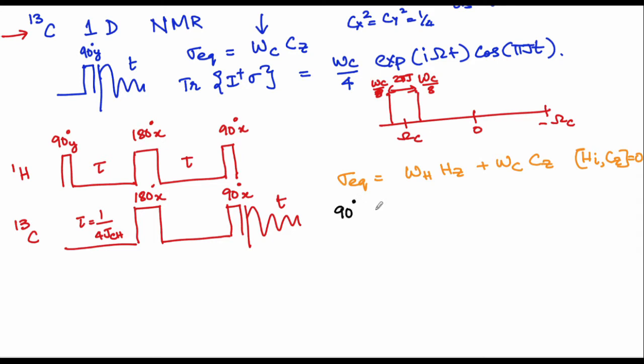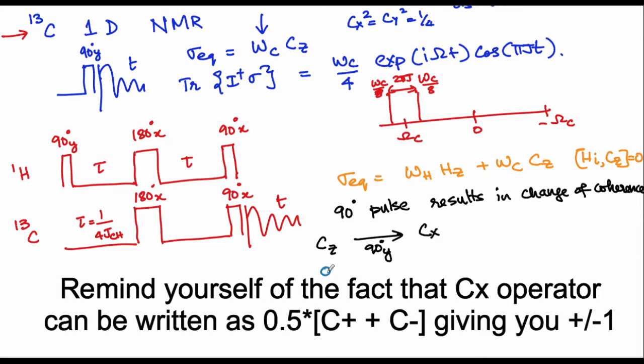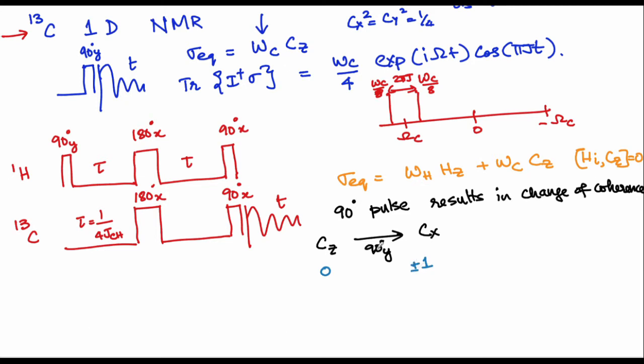Generally, a 90-degree pulse results in change of coherence. Not always, we will see some examples. Meaning, let's say you start with Cz, you apply a 90-degree X or Y pulse. Let's say you apply a Y pulse, you're going to get Cx. The order of coherence for Cz is 0, the order of coherence for Cx is plus minus 1. So you're going to change the order of coherence with a 90-degree pulse.